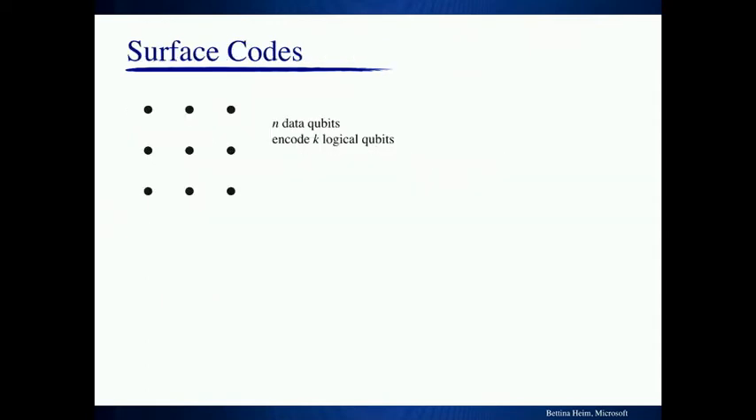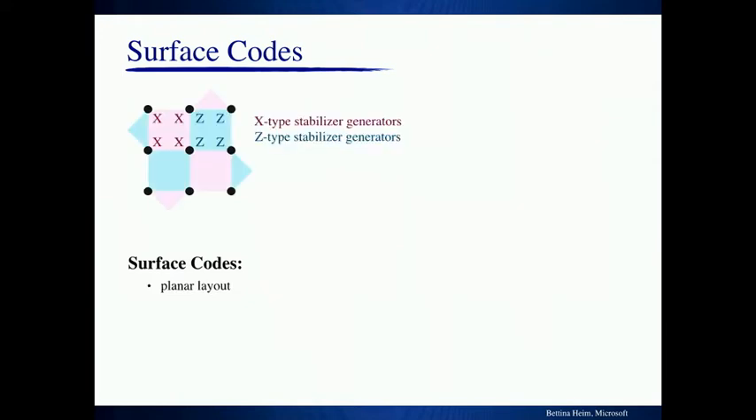So let's look at a bit more concrete example. This tiny surface 17 code, why 17, you're going to see in a minute. We start out with 9 data qubits, and we're going to encode k logical qubits, which in this case for the 9 qubits here is just 1 logical qubit. So the nice thing about surface codes is that they're planar, and we've got rather simple checks. Our stabilizers in this case are simple Pauli operators, and they act only on 4 qubits simultaneously. So they're actually doable in current hardware.